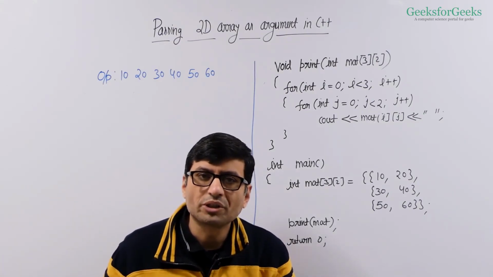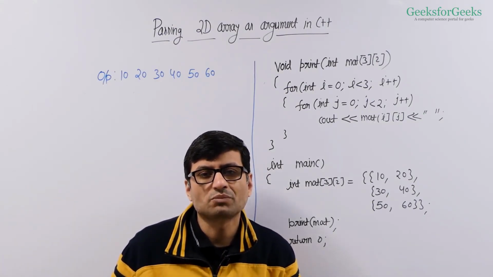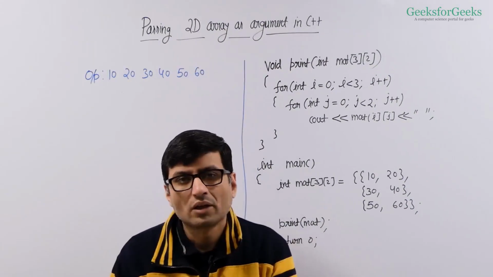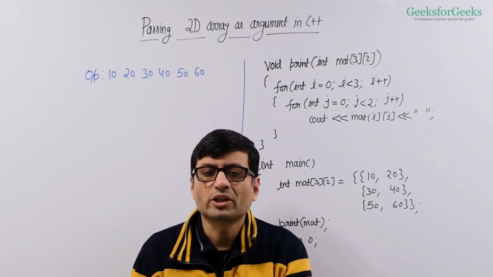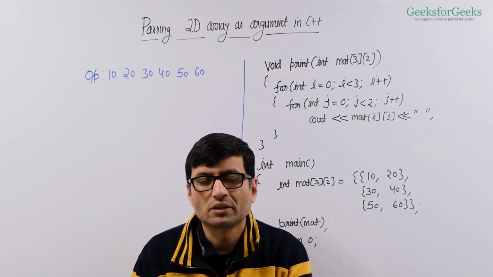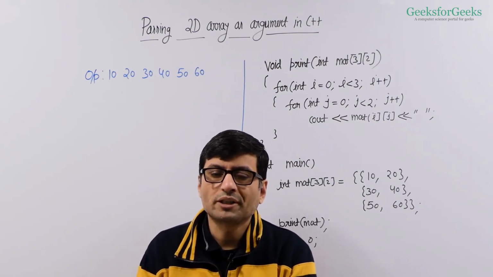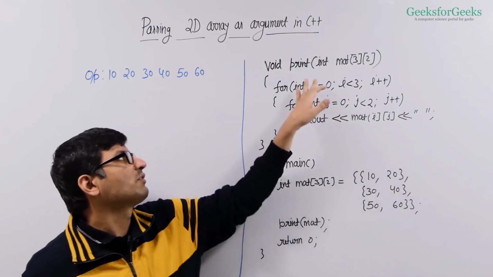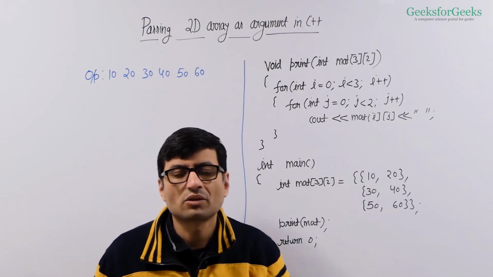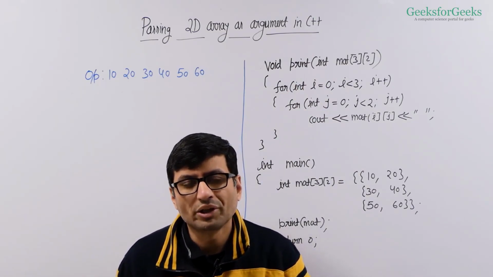Now please pause this video and think of the problems with this implementation. The main problem with this implementation is the print function that we have written here. It works only for a 3 cross 2 matrix.